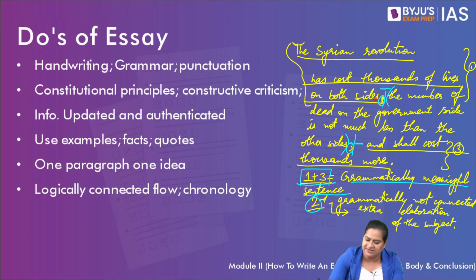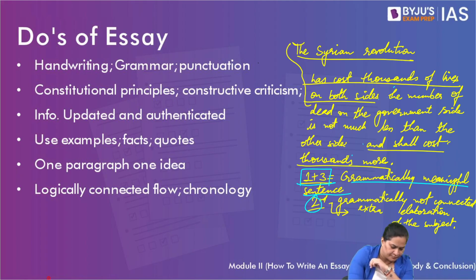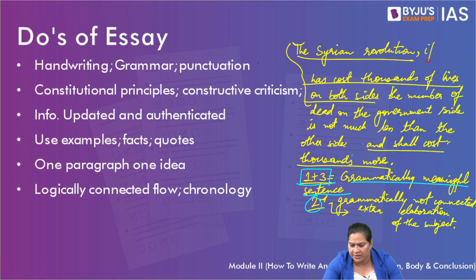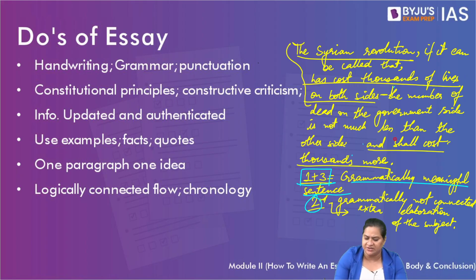Now, this sentence was not actually this simple. Let me show you what exactly the sentence was. So, let me create something more interesting related to this given statement. The actual sentence was: The Syrian revolution, comma, if it can be called that, again a comma, has cost thousands of lives on both sides, dash, the number of dead on the government side is not much less than the other side, dash, and shall cost thousands more. Fine, this was the segment.